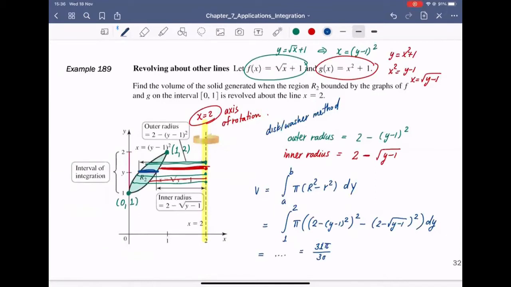All right. Anything else for the washer and disc method? We'll leave the question in the chat if you have anything. Any question? Because we're going to move to the shell method in a minute. And then that's the last heavy content for this chapter.